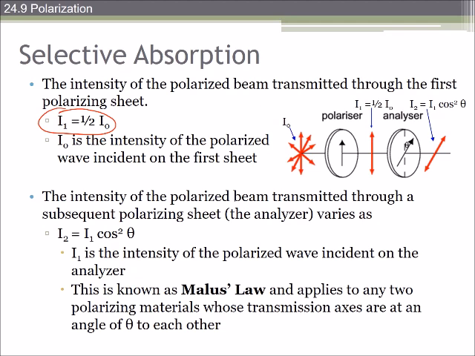Then when we take our second polarizer, the analyzer, and turn it with respect to our first one, we have a different relationship, where we look at the cosine of the angle between the two. If they're pointing in the same direction, the angle is 0 and the cosine goes to 1. Whereas if these two polarizers are perpendicular to each other, then the cosine of 90 degrees is 0, and none of the light is going to get through. This is known as Malus's law.